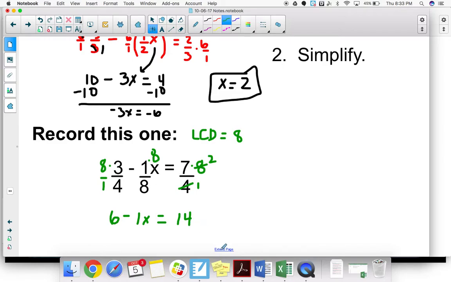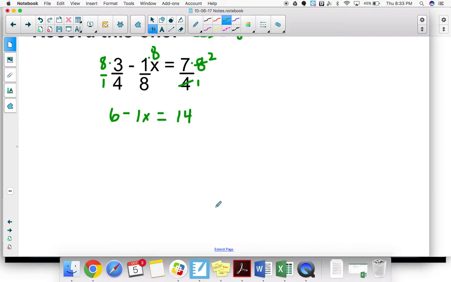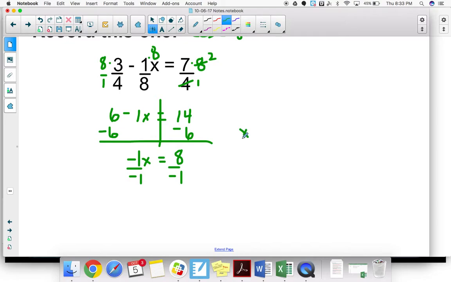All right, now we can essentially solve this the same way we've been doing using inverse operation. So I'm going to subtract 6 on both sides. If you want to draw the line down, that's okay. We get negative 1x equals 8. Divide both sides by negative 1. And x is equal to negative 8.